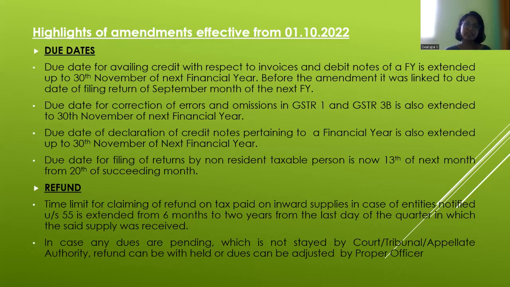There is one more amendment in the refund section, which provides that if any refund is due to a registered person and at the same time there is any pending liability to be discharged, it may be tax, interest, or penalty, and there is no court, tribunal, or appellate authority stay, in that case the proper officer has an option of either adjusting the dues against the refund and paying the balance amount, or he can withhold the refund till the amount is paid.